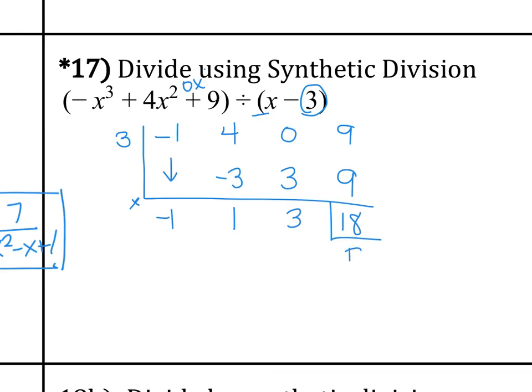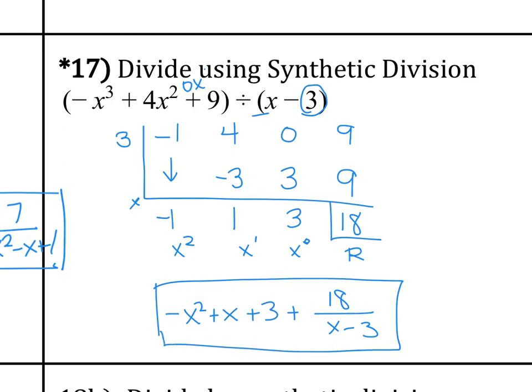So I put a box here. This is our remainder, always. The last one is a remainder. This is x to the 0, x to the first, and x squared. So now when you write this, you write -x squared plus x plus 3 plus 18 over the divisor of x minus 3. So that is how you do synthetic division for that problem.